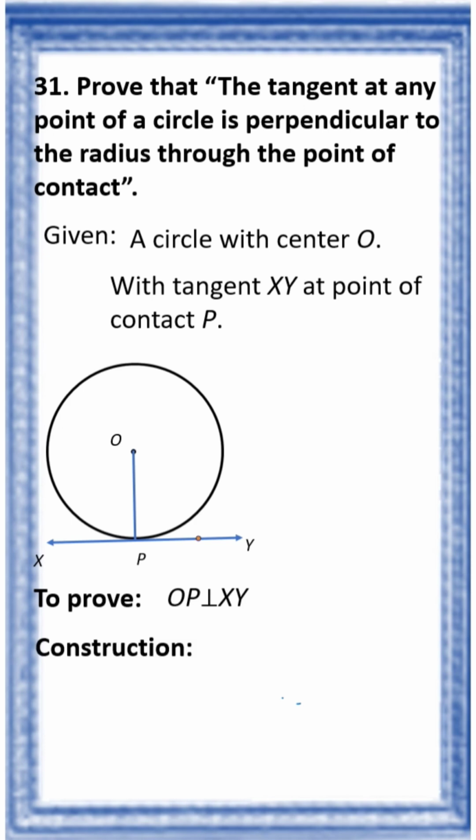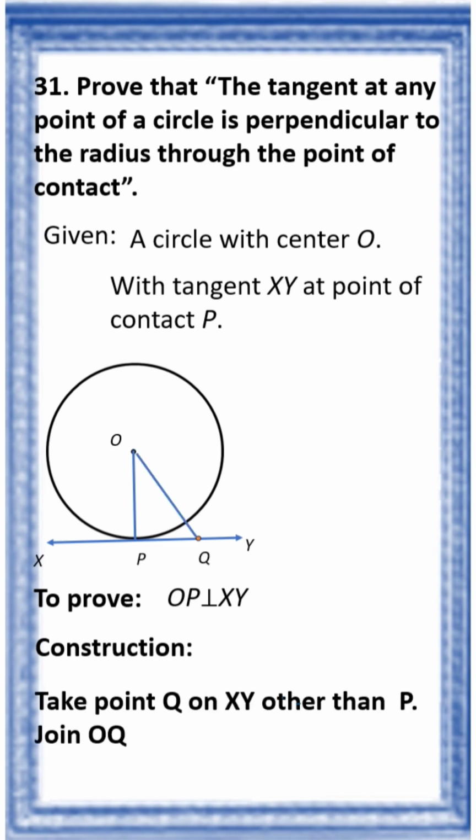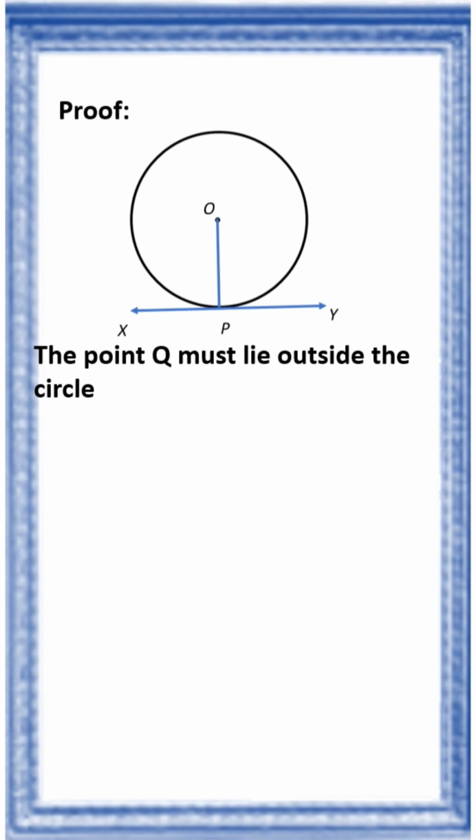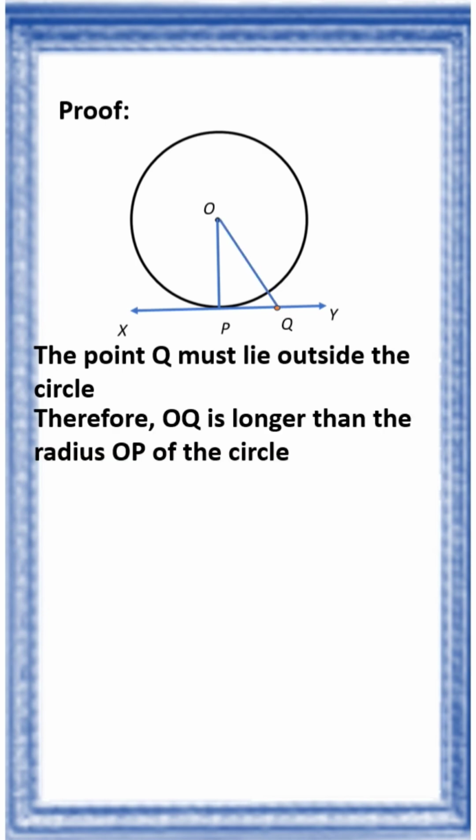Construction: Let Q be any point on XY other than P. Join OQ. What is the proof? The point Q must lie outside the circle. Therefore, OQ is longer than the radius OP of the circle. So, OQ is greater than OP.